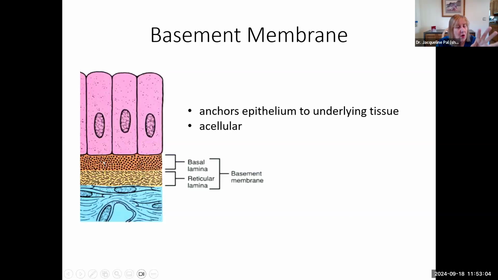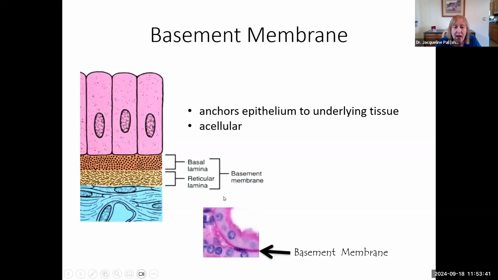We don't have to know the details of the basement membrane for this course, except to know that there aren't any cells in it. We'll talk a little bit more about what's in it, but there are fibers and matrix stuff in it. And it anchors the cells of the epithelium to, oh, look, here's a little capillary. So nutrients can go up into the epithelium.